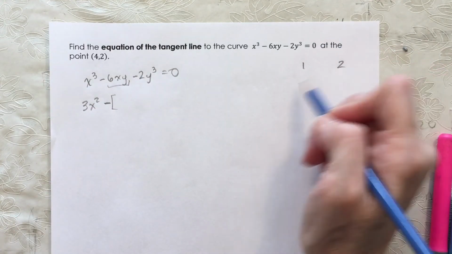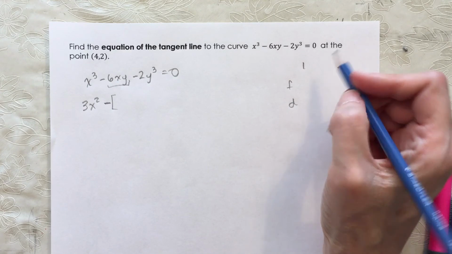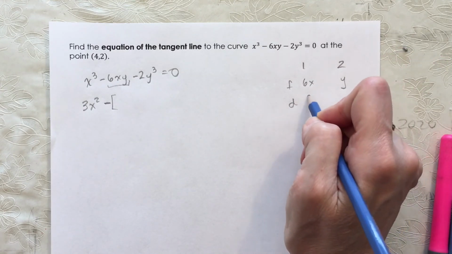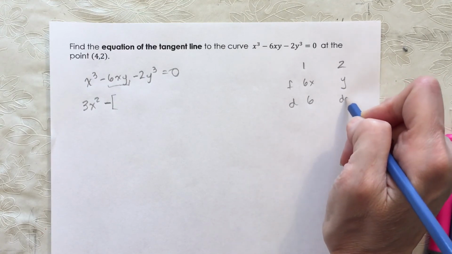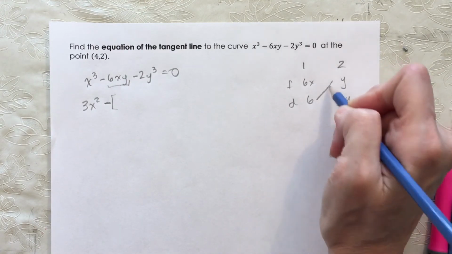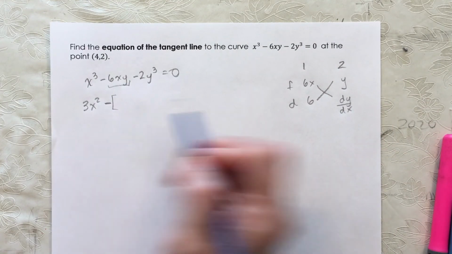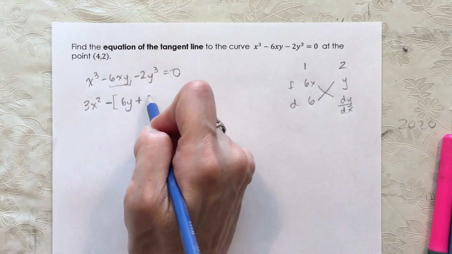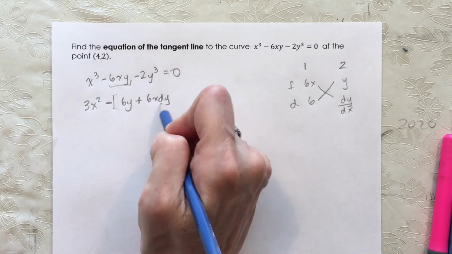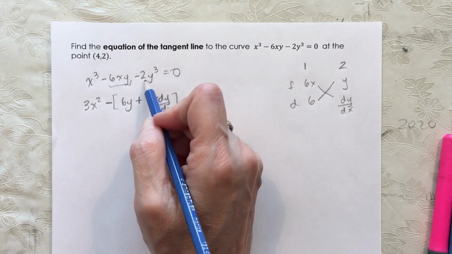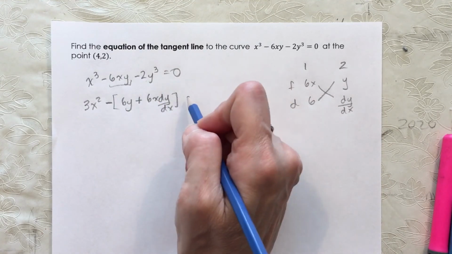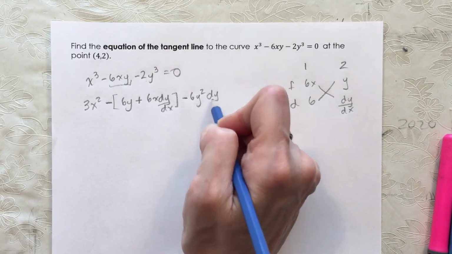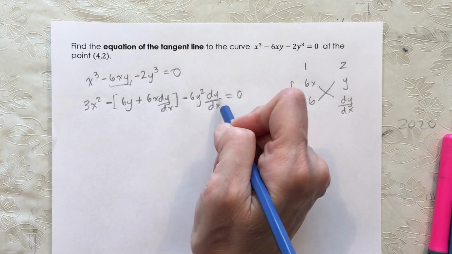So first, second function derivative. So our first is 6x and our second is y. Derivative of 6x is 6. And the derivative of y is the derivative of y with respect to x. So we're subtracting derivative of the first times the second plus the first times the derivative of the second. And then we still have to derive negative 2y cubed. So using the chain rule, that's going to be negative 6y squared dy by dx equals 0.